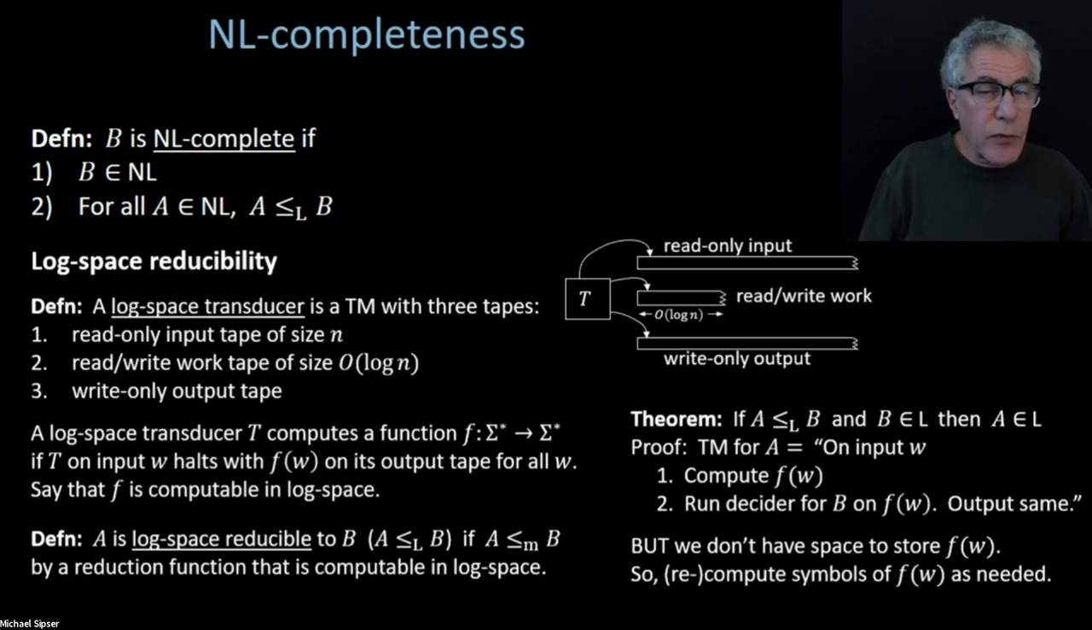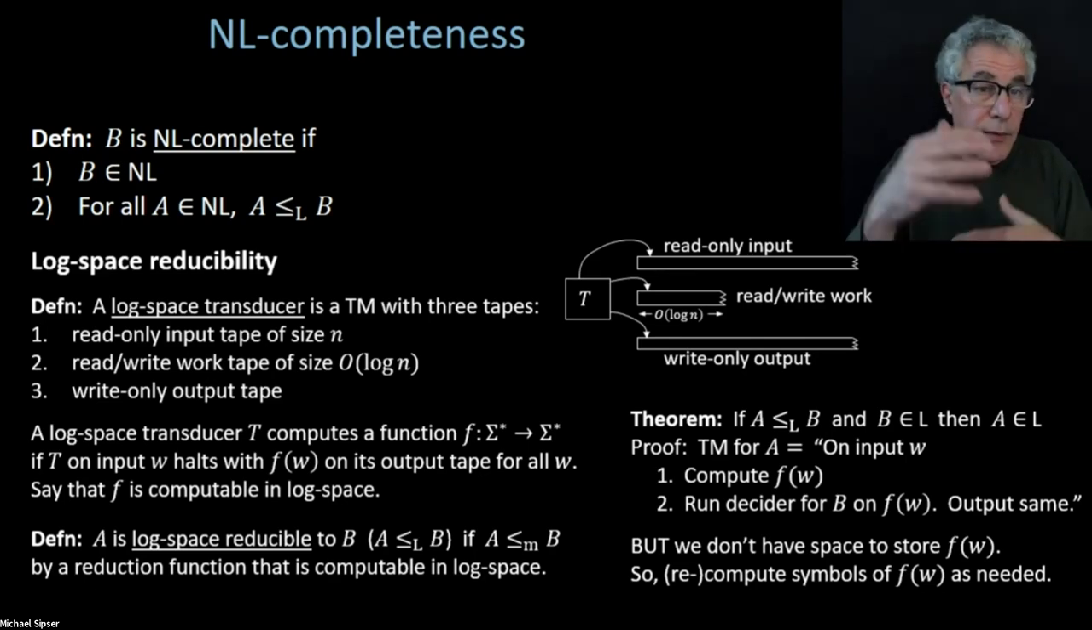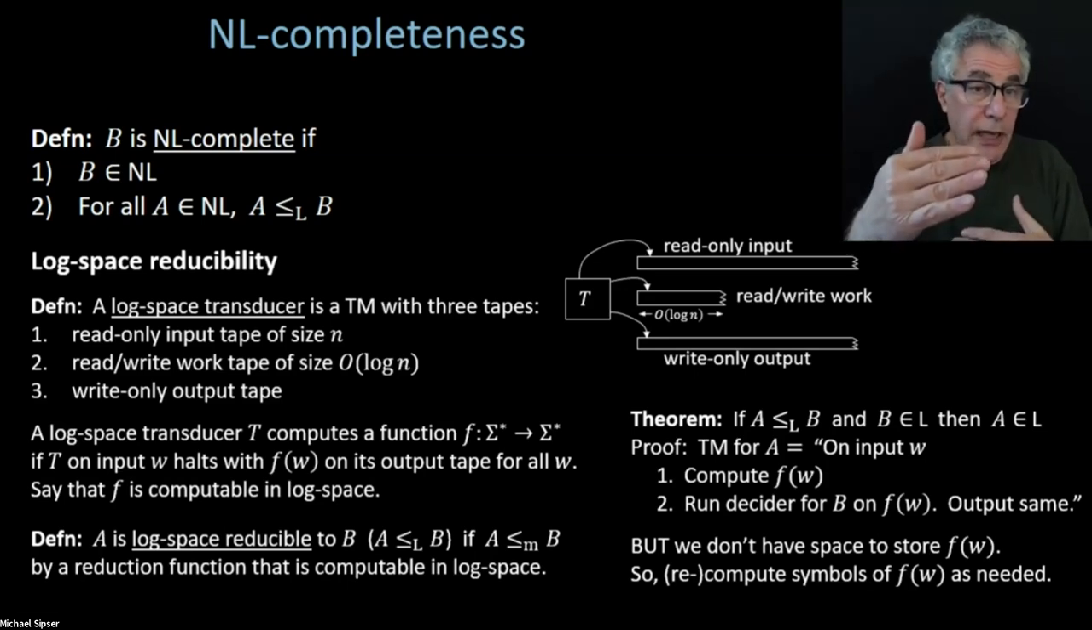Somebody's asking why we had to introduce transducers for log space reducibility when we didn't do it for polynomial time reducibility. We could have for polynomial time reducibility, but we didn't need to, because we could just do it all on the same tape. The problem is for log space, the work tape is too small to hold the input or the output. Since we have a log n bound that we have to work within, we need to separate those functions from the work functions, the input function and the output function.